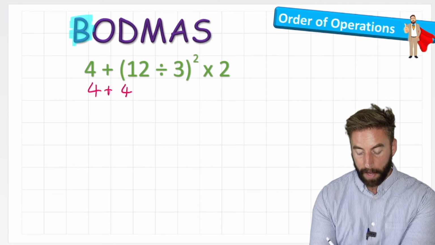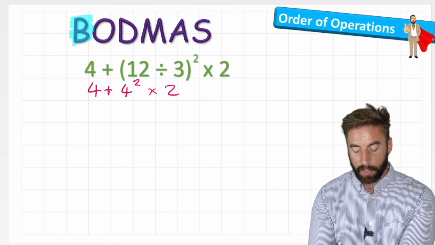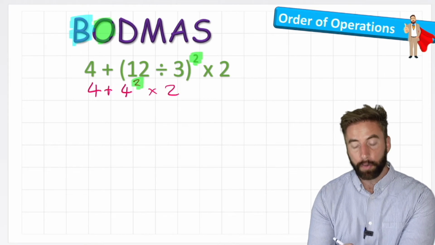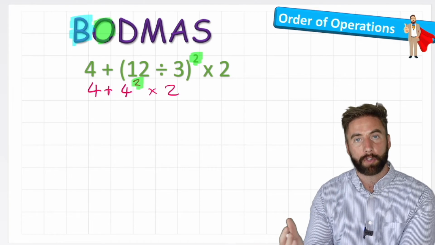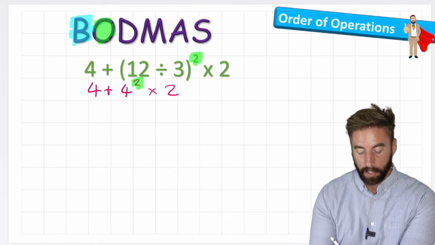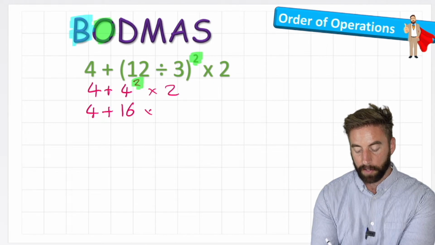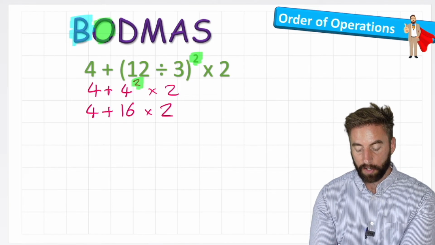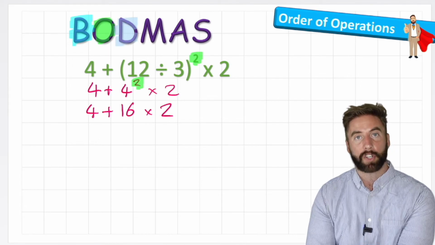It would be 4 to the power of 2 multiplied by 2. Okay, the next thing to do is the order, which in this case is this power of 2 here. So 4 to the power of 2 is just 4 multiplied by itself, so 4 times 4, and 4 times 4 is 16. So my next row would read 4 plus 16 times 2.